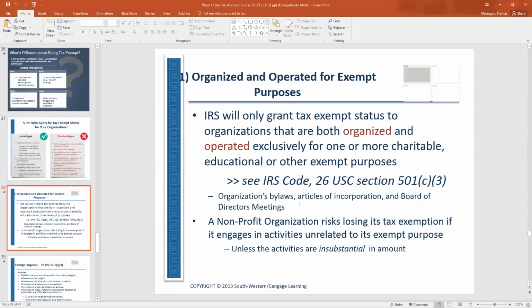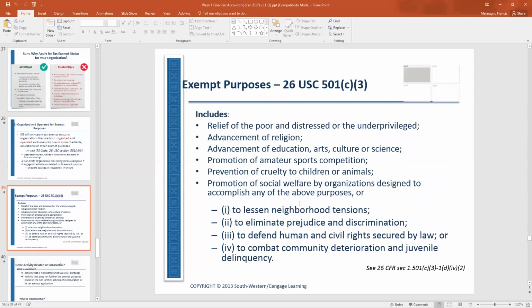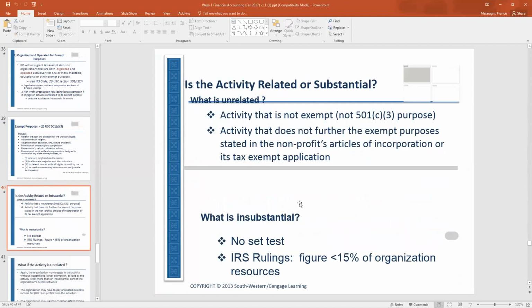So there's some more that you can read here on nonprofits. Again, I'm not going to read through every slide in this deck of slides, but anything that I put in my slides, you can assume that I may test you on. So, all right. So let's go on to the next topic.